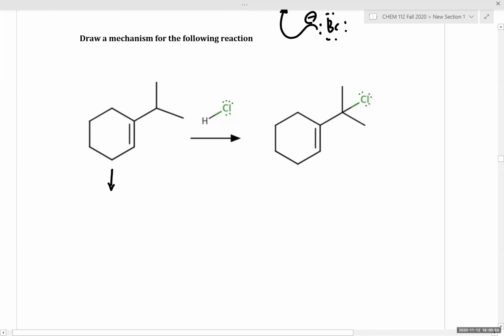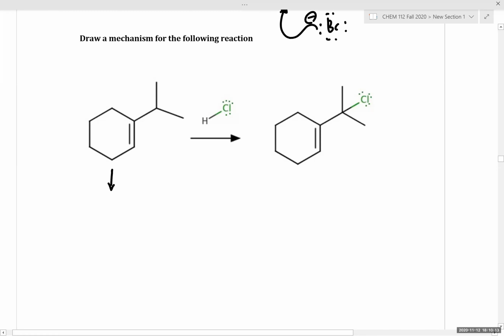So would anyone like to start us off on this mechanism? You don't necessarily even have to draw all the steps, just enough to get us started. Would anyone like to contribute a first step for this reaction? So we're working under typical electrophilic substitution conditions. So what would our first step be?